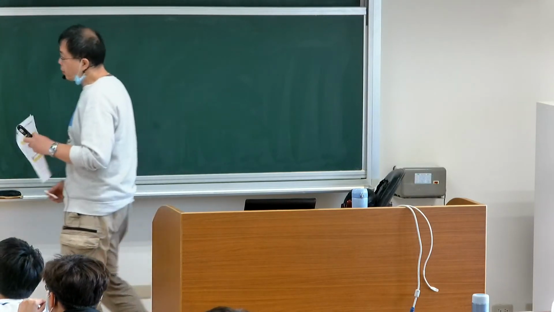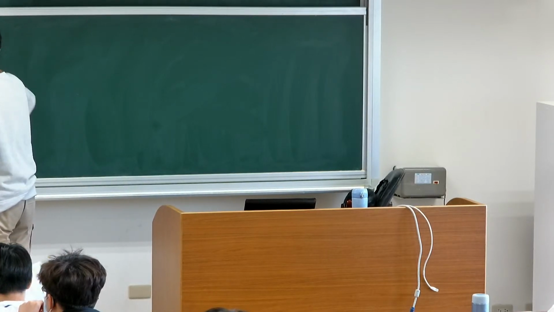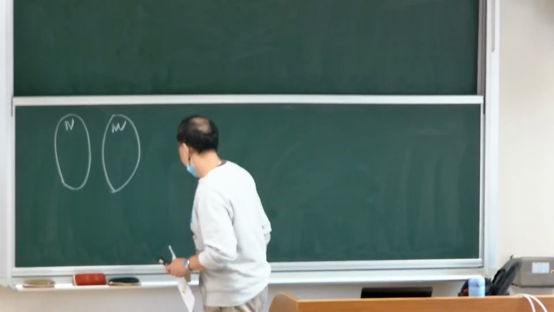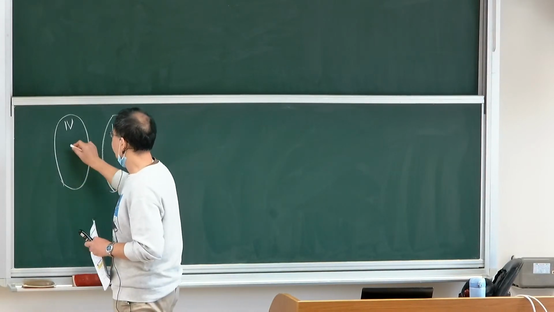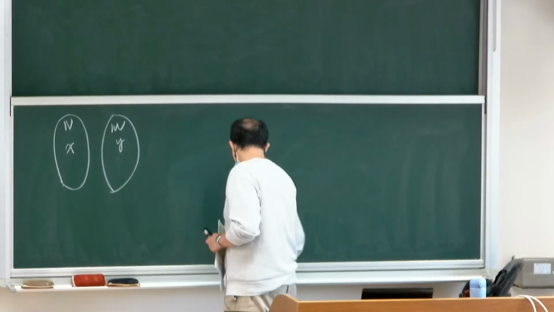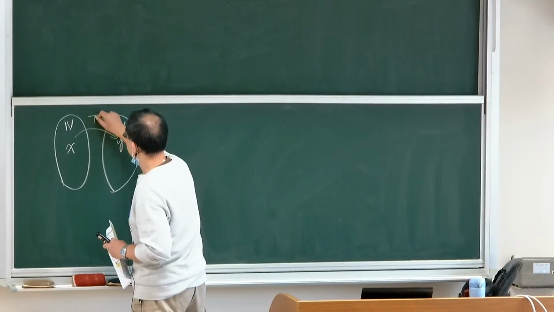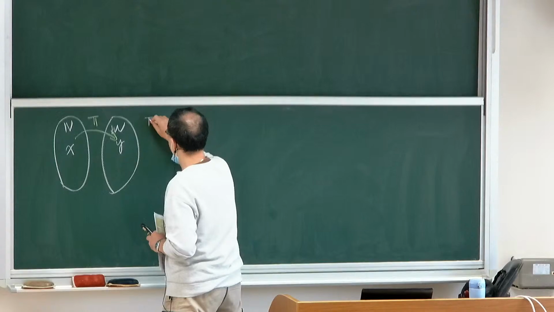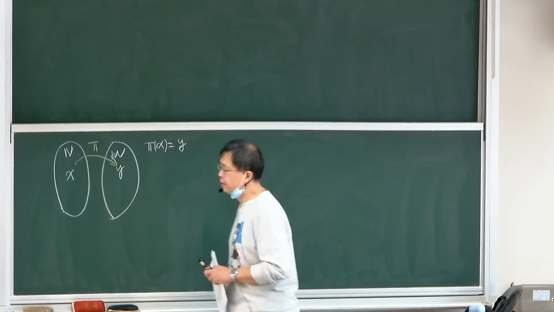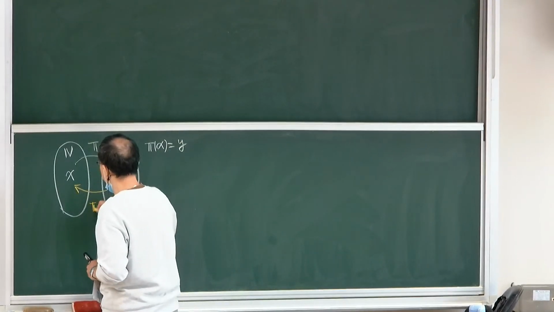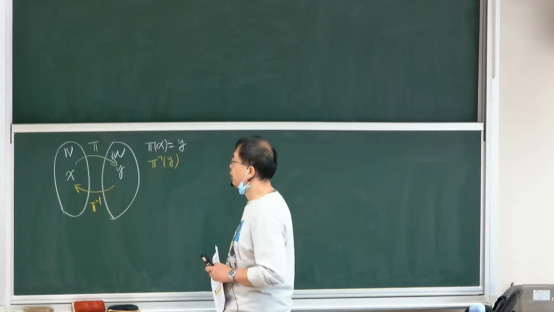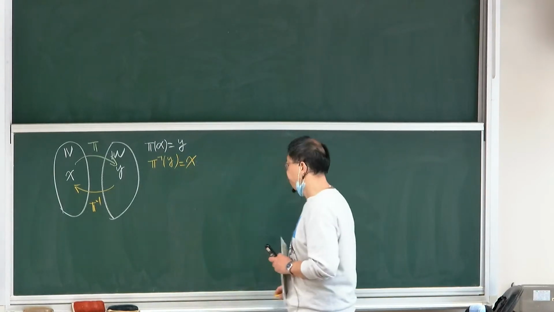Invertible transformation. Here we have two vector spaces, V and W. In vector space V we have a vector X, and in vector space W we have a vector Y, and there's a transformation we call T, so that T(X) equals Y. On the other hand, there's another transformation we call T inverse, so that if we apply T inverse on vector Y, we get X in the vector space V.